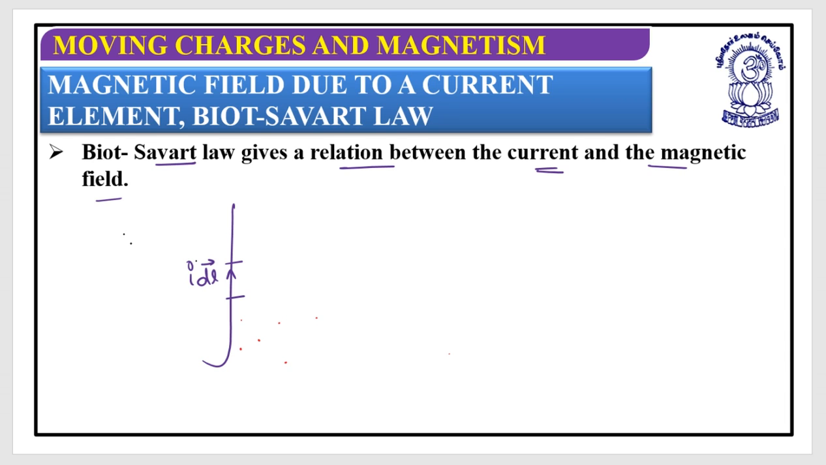Now, what would be the value of this magnetic field? That can be determined. Let's suppose this is the point P where I require the magnetic field. This is the perpendicular distance r from the current element. So, what kind of magnetic field and where will it be? That means the magnitude and direction of the magnetic field can be determined using the Biot-Savart law. Those are the applications of the Biot-Savart law. So let's have a look at what the Biot-Savart law says.